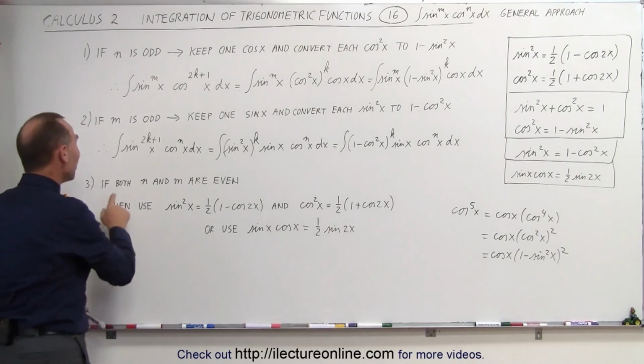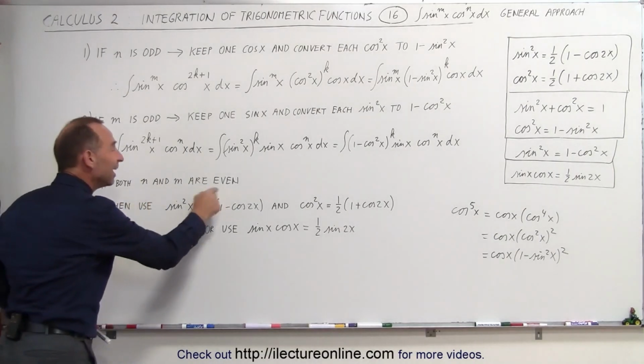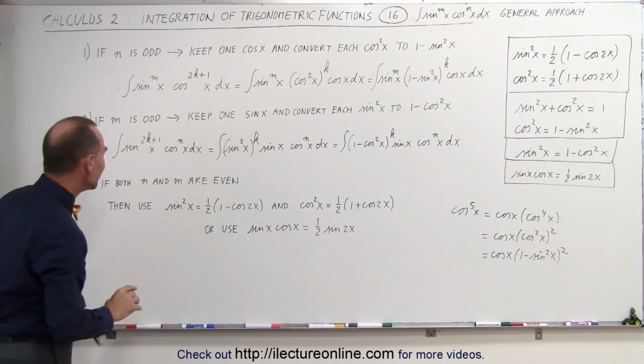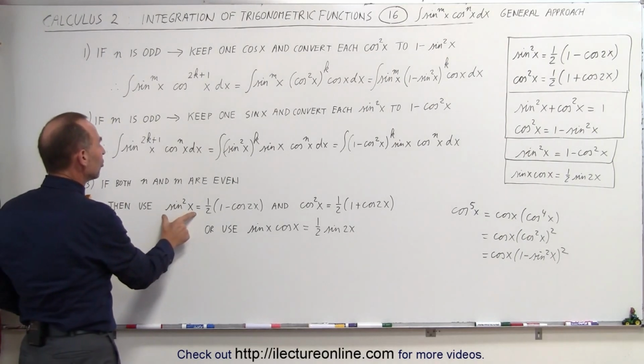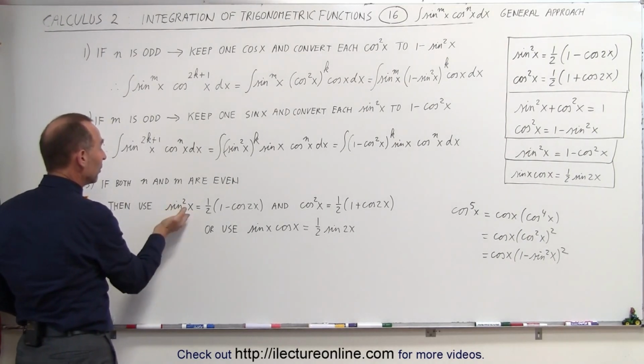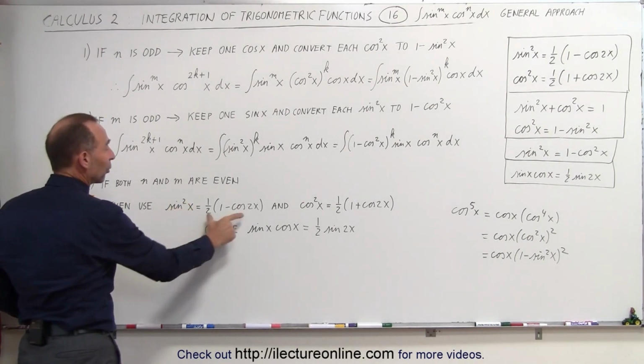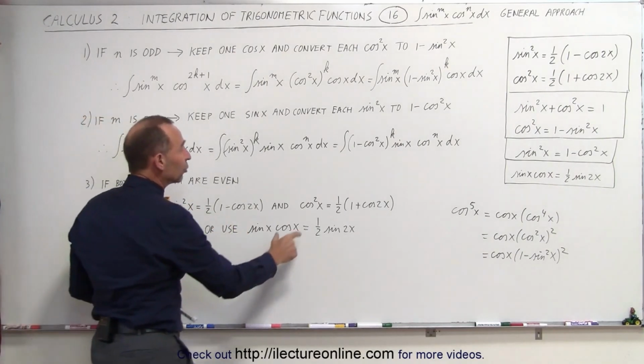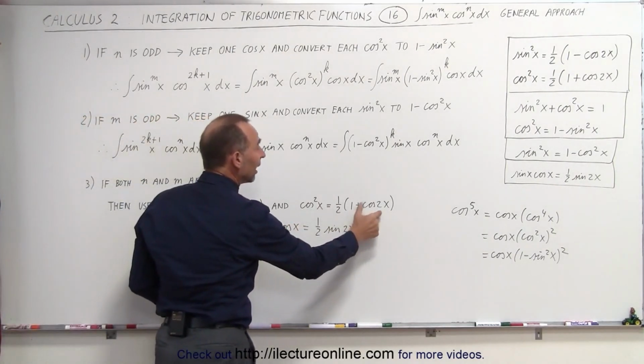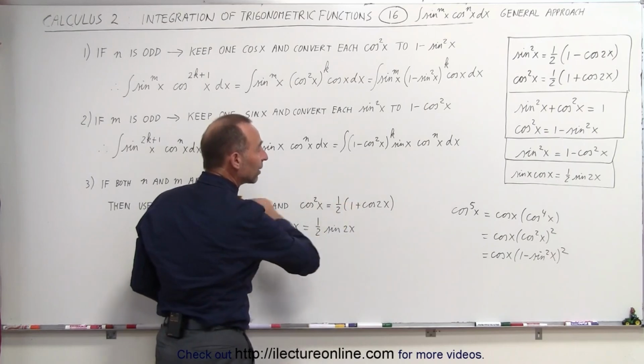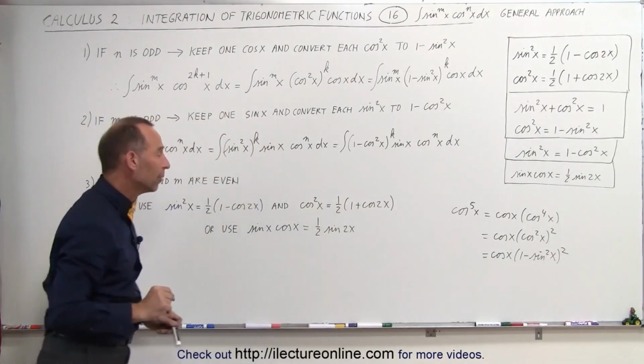Finally, what if both n and m are even and none of them are odd? What do you do then? Then use the half-angle relationships, because remember that for each sine square of x, you can write it like this, and for each cosine square of x, you can write it like this, and you continue to simplify it until you have everything to the 1st power.